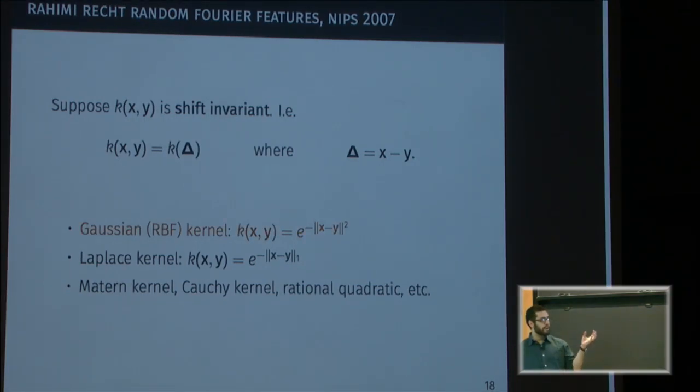We're going to mostly talk about the Gaussian kernel today. When we get into the details later in the talk, we'll be thinking about the Gaussian kernel, which you can think of as your prototypical shift invariant kernel.